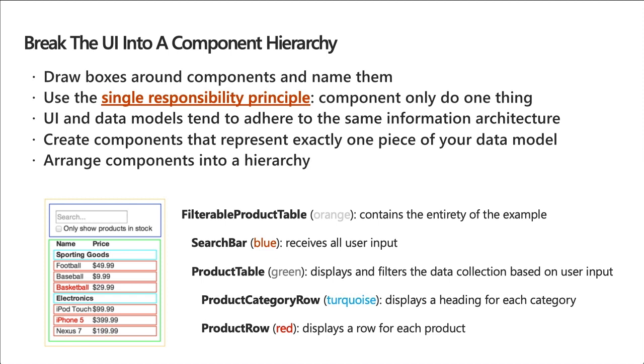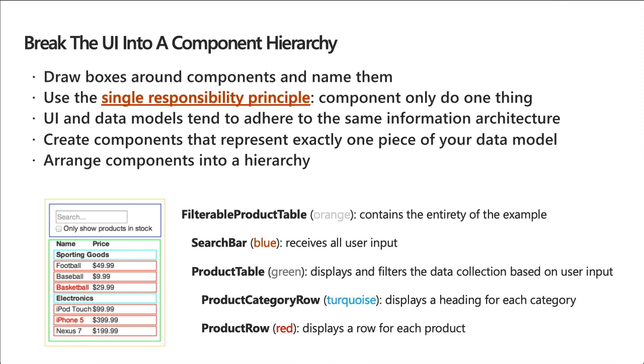I've got a search bar which receives all user input, a product table that's going to display and filter the data collection based on the user input, a product category row which is going to display a heading for each category. I've got a product row which is also going to display a row for each one of the different products.